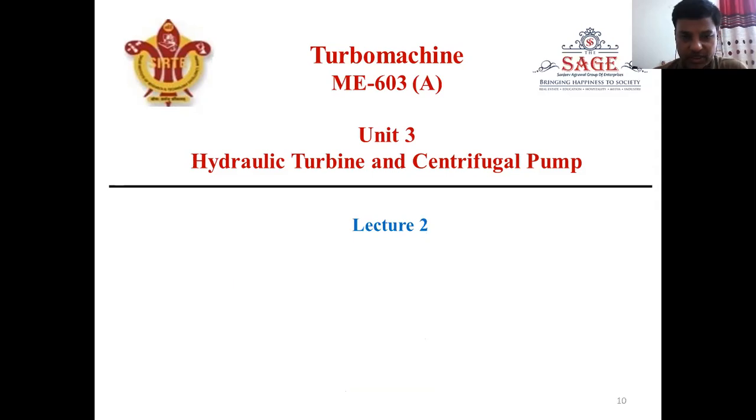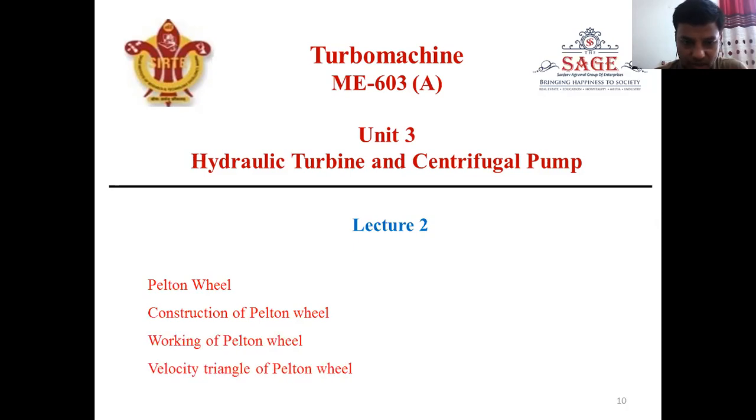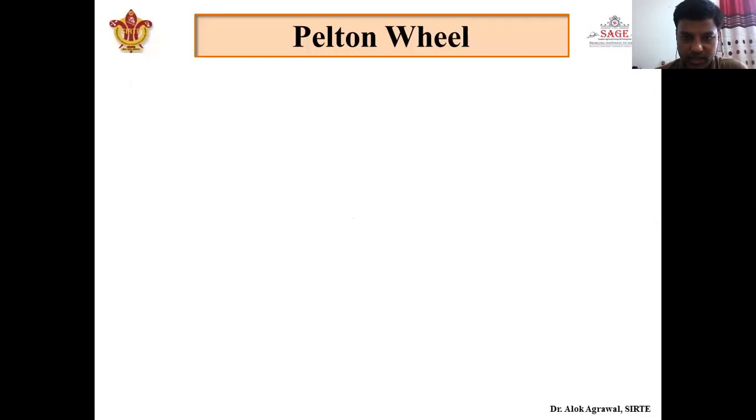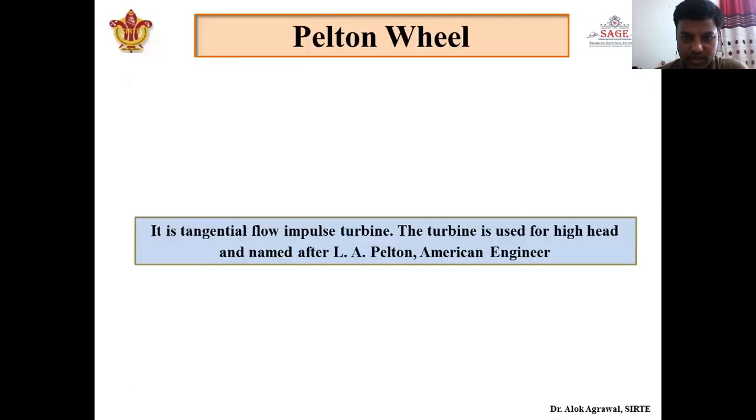In the second lecture, today's, we will learn about the first type of turbine, that is Pelton wheel, which is in your syllabus. Next, we will see the construction of Pelton wheel. Next, we will study the working of Pelton wheel, how it works. Then the velocity triangle of Pelton wheel. And if time permits, we will see some numericals as well. Okay. So let's start with Pelton wheel.